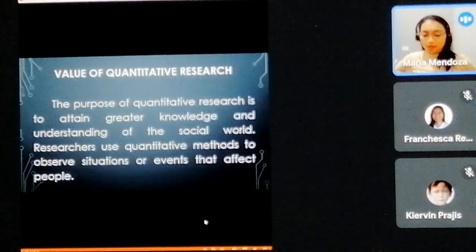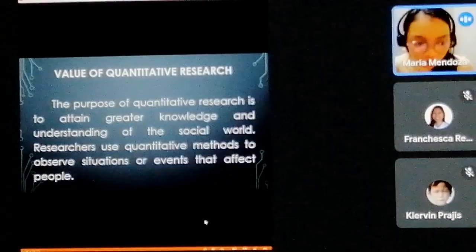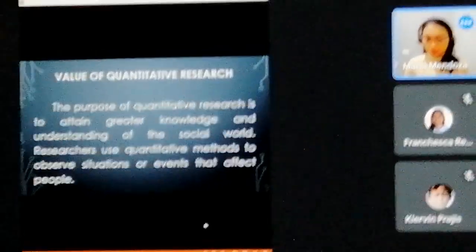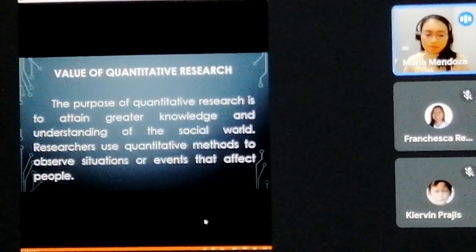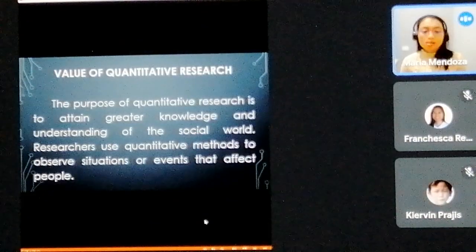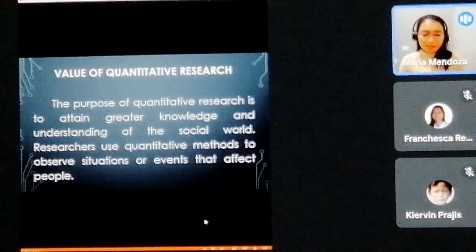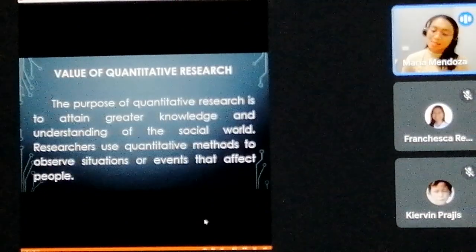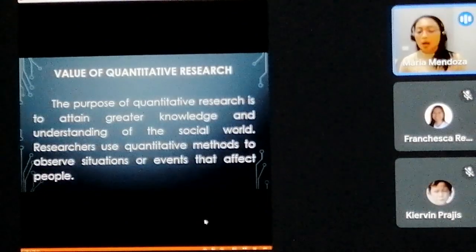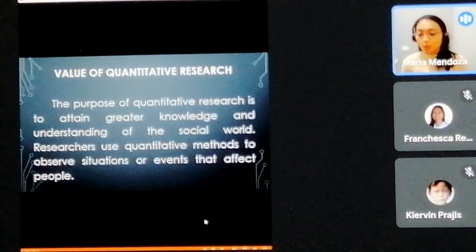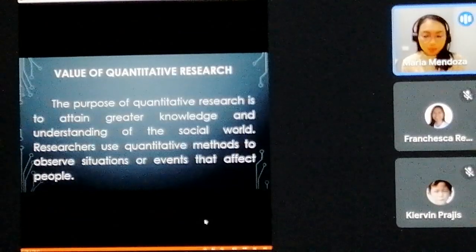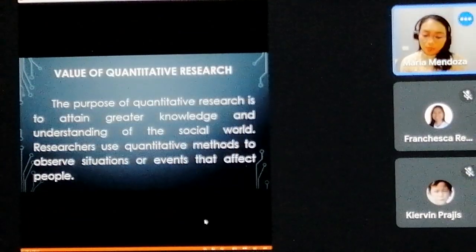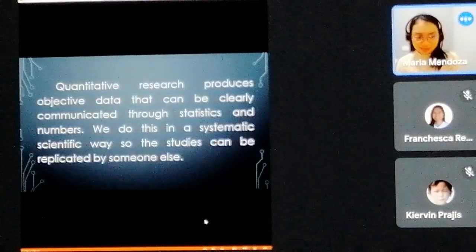The purpose of quantitative research is to attain greater knowledge and understanding of the social world. So researchers use quantitative methods to observe situations or events that affect people. Okay? So again, although we are maximizing quantitative methods, statistics and numbers, what we are still studying is the social world. Beyond our world are the things that we need to consider. Although we are more onto numbers and statistics.